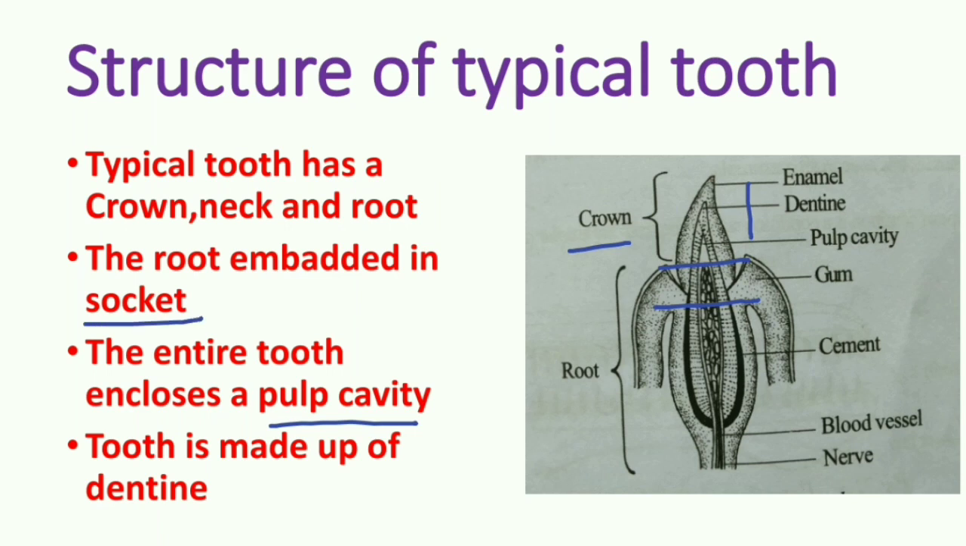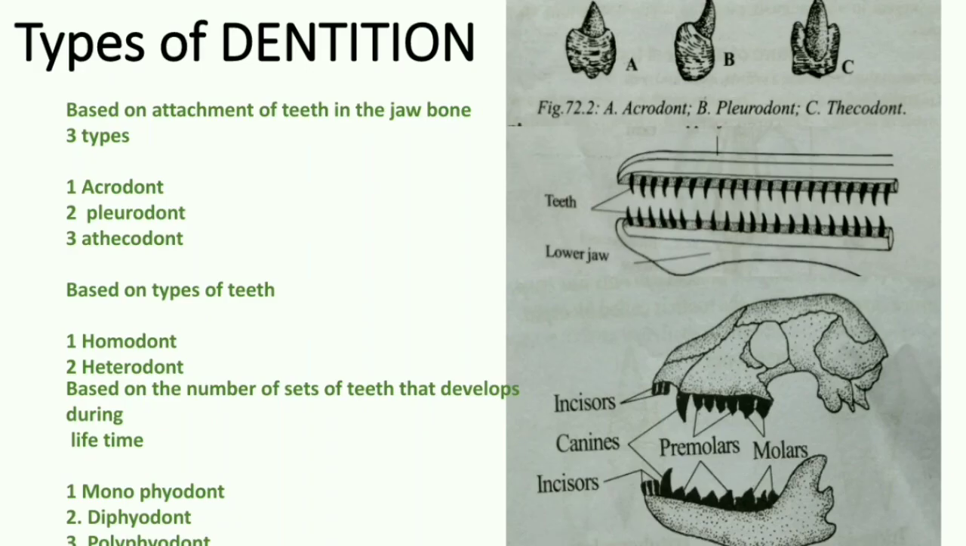The tooth is made up of dentine. The crown is covered externally by a hard shield called enamel. The neck and root are covered by cement.